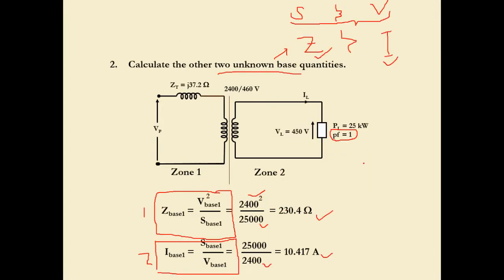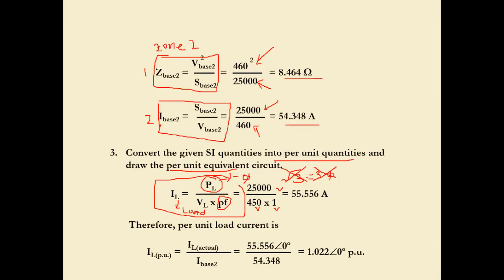Okay, all happen here, right, here. So we have the IL we are about to calculate. So we have the PL over here over VL over here multiplied by cos theta, or power factor. Right? And then giving IL equal to 55.556 ampere. So therefore, per unit load current is ILPU.